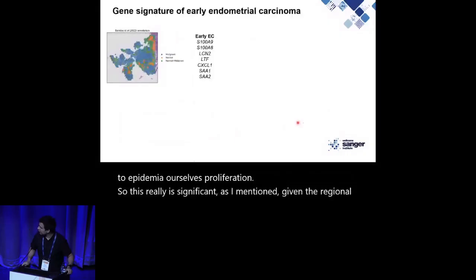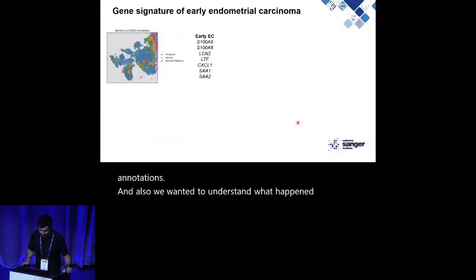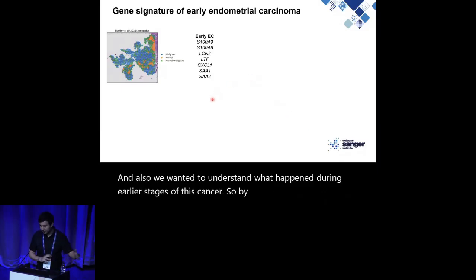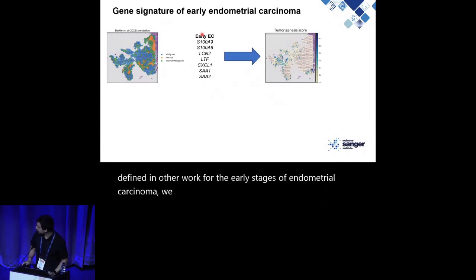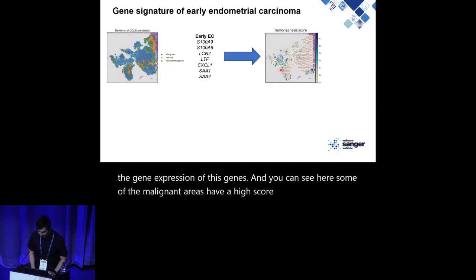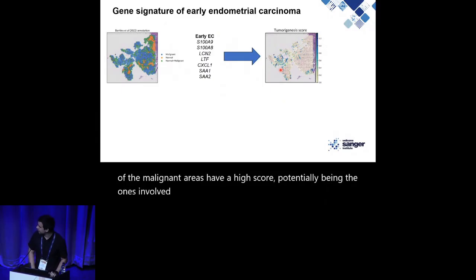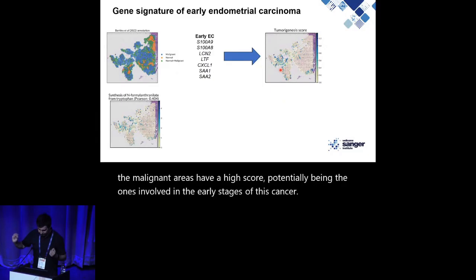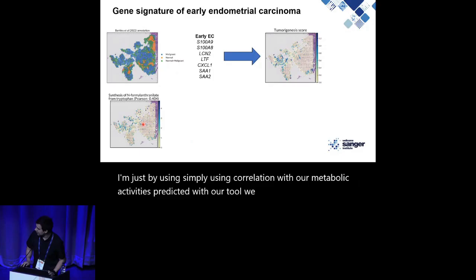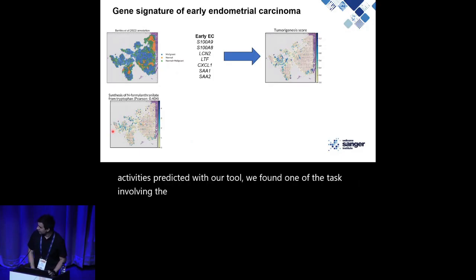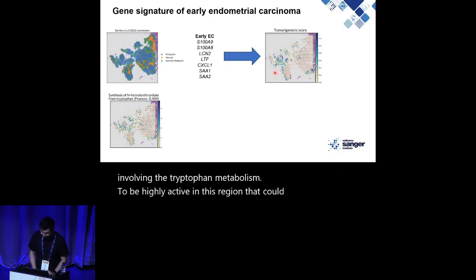And also we wanted to understand what happens during early stages of this cancer. So by using a gene set previously defined in other work for the early stages of endometrial carcinoma, we computed a tumorigenesis score based on the gene expression of these genes. And you can see here some of the malignant areas have a higher score, potentially being the ones involved in the early stages of this cancer. And just by simply using correlation with our metabolic activities predicted with our tool, we found one of the tasks involving tryptophan metabolism to be highly active in this region that could be tumorigenesis regions.